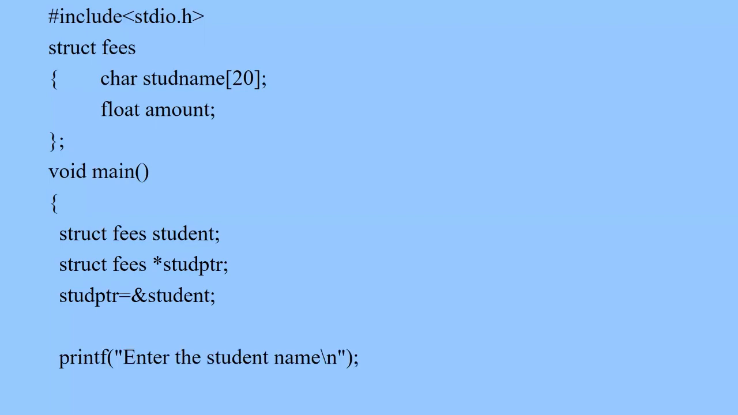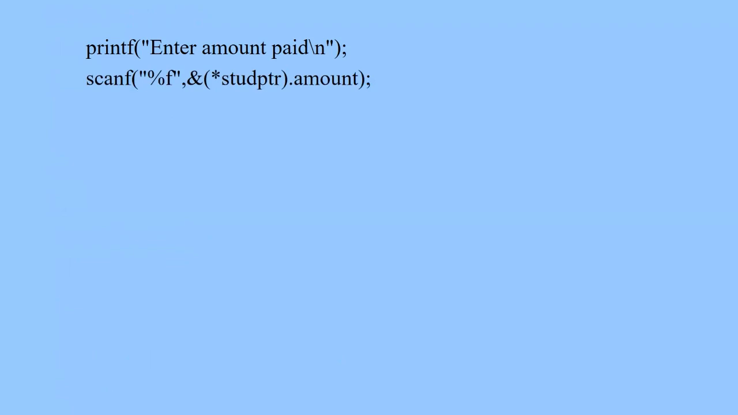This statement will be displayed on the screen: enter the student name. Whatever is entered will be picked and stored in the memory location of the member called student name, which is being pointed to by the pointer called student pointer. Then the next statement will be displayed on the screen as enter amount paid. The amount which will be entered will be picked and stored in the member called amount for the struct whose pointer called student pointer is pointing to.